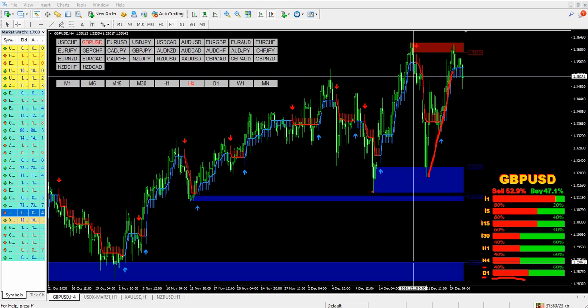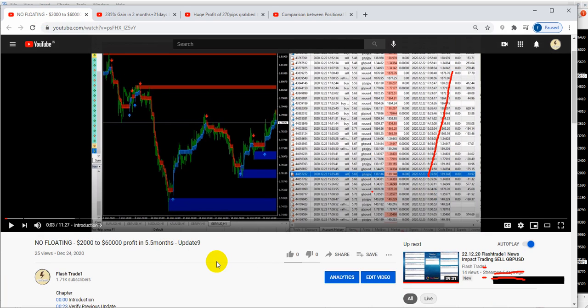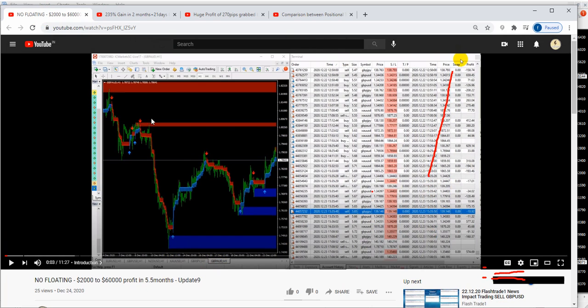Now let's look at the account which is handled by Flash Trade 1, where we are doing scalping, where we are doing swing trading, where we are doing positional trading, everything. You can see over here that this is the 9th update of the account.